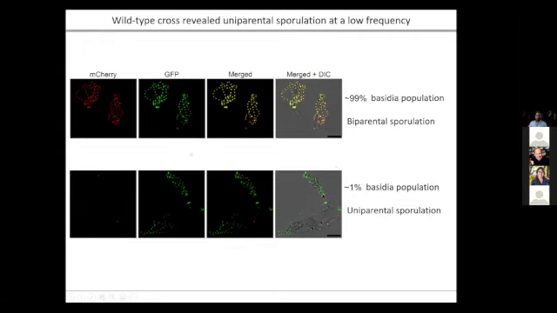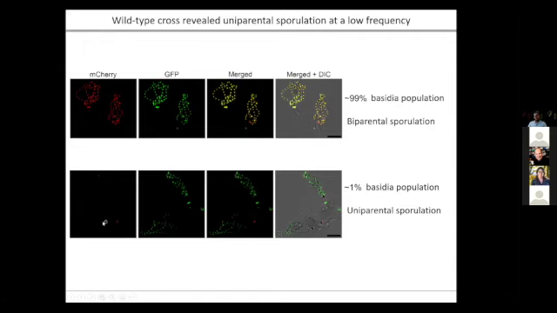If you look at the wild type case, most of the basidia will have the red fluorescence and the green fluorescence, and this is how it appears. So basically both parents are involved in sporulation. But then there was about 1% of the population which had only one of the fluorescence colors in them.